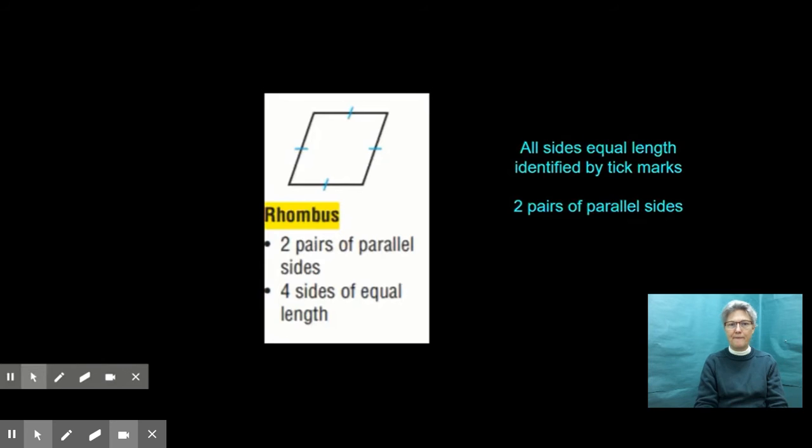And a rhombus. All sides are equal length, identified by tick marks. See how all of the tick marks are just 1? That's because that means all 4 of those sides are the same length. And you'll find 2 pairs of parallel sides.